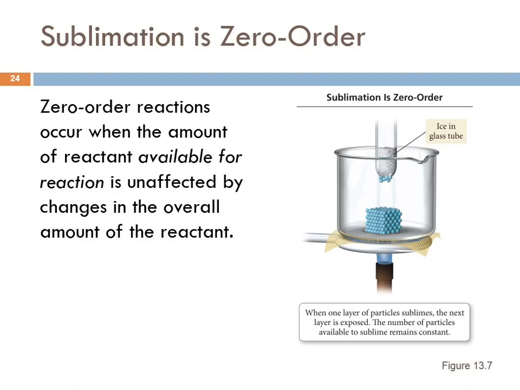And so a zero-order reaction is going to happen when the amount of reactant that's actually available for reaction is not affected by changes in the overall amount. The amount of the carbon dioxide in this block would be changing as it sublimes, but the amount that is actually able and available to sublime is not really changing, and so that's why the reaction rate doesn't change.